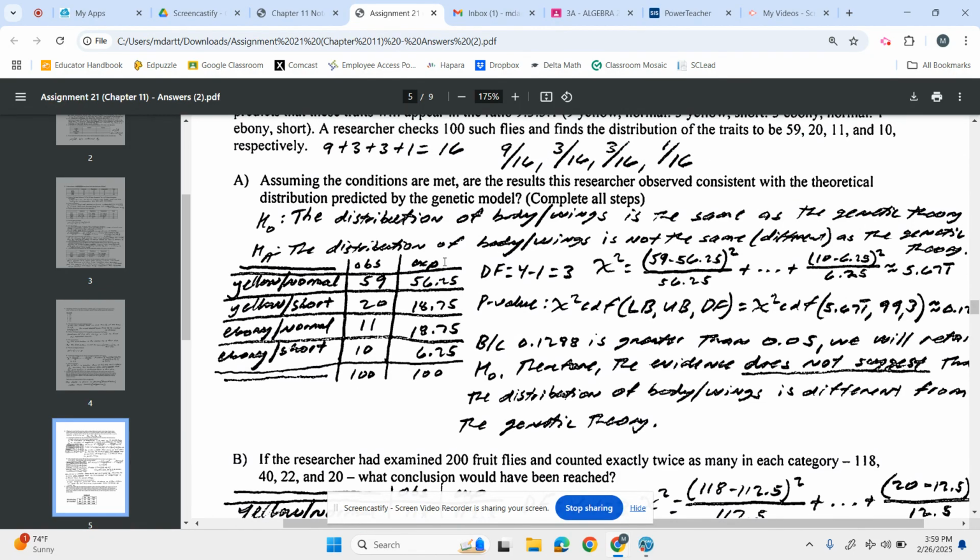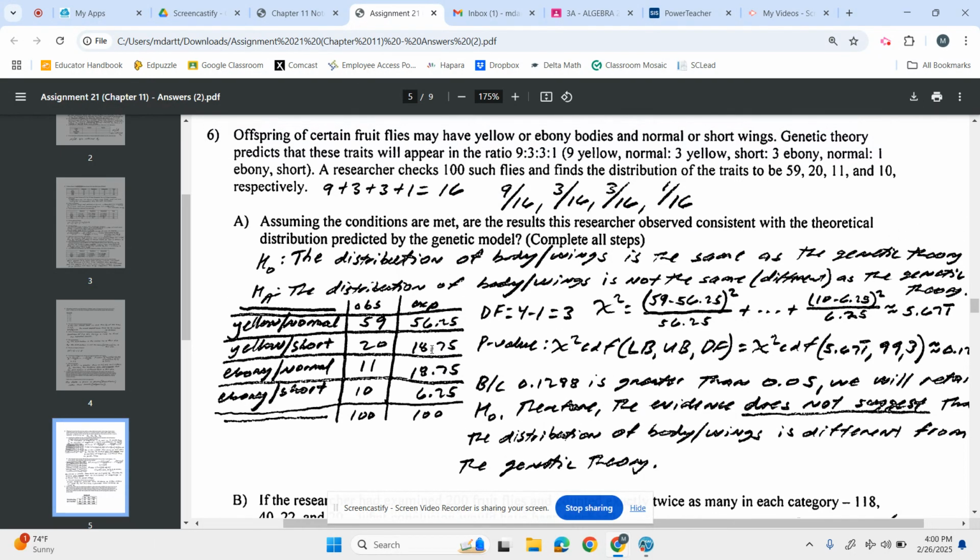Now the expected counts: I take the total right here and multiply by 9 out of 16, which is 56.25. Then I take 100 and multiply by 3 over 16, which is 18.75. Do it again: 100 times 3 out of 16 is 18.75. And finally, 100 times 1 over 16 is 6.25. Okay? These would be my expected counts.